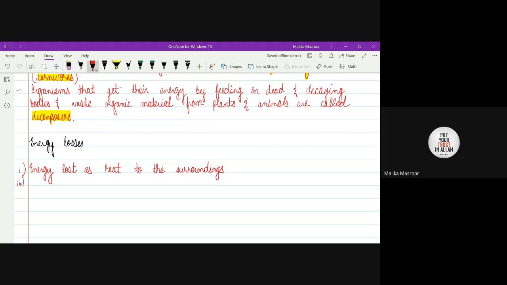Now, when an organism eats another organism, not all of the organism is eaten. So not all of the energy is transferred. For example, an animal eating a plant does not eat the roots. So not all of the organism is consumed.